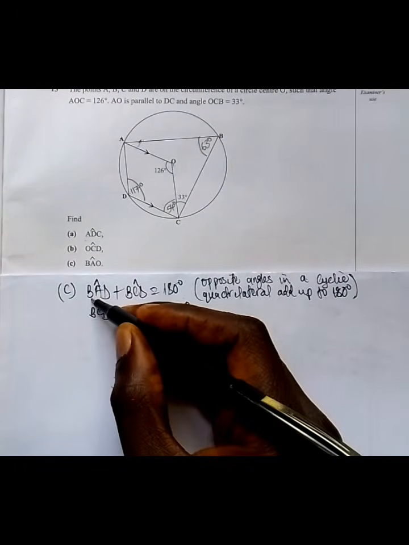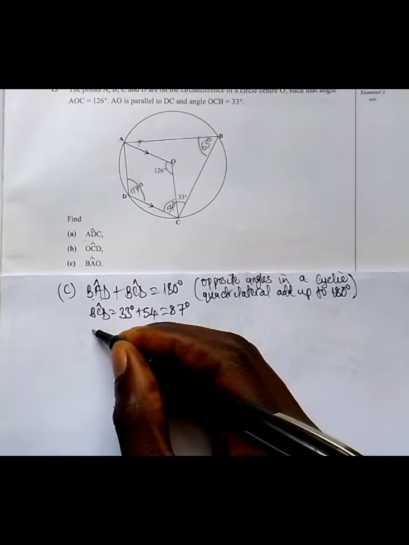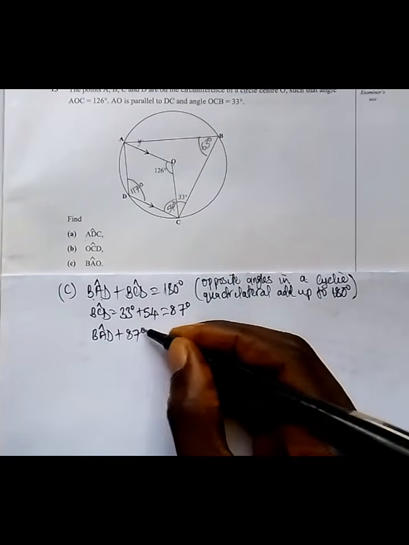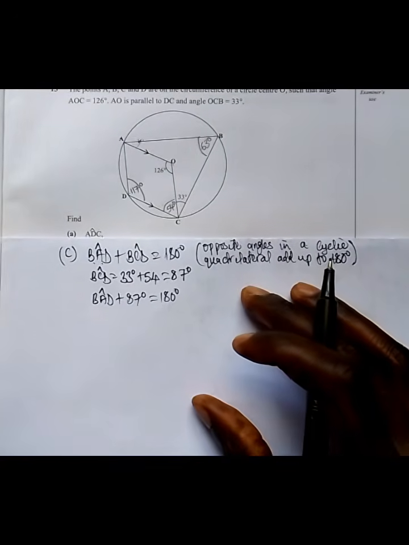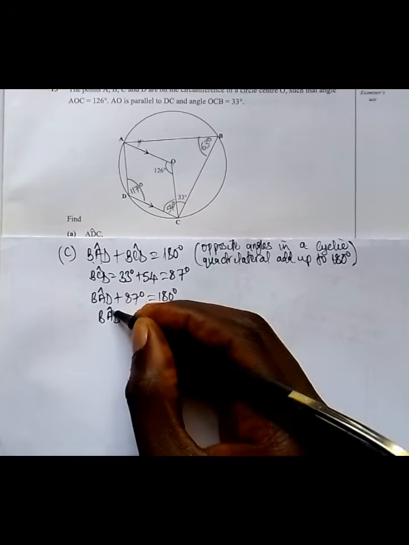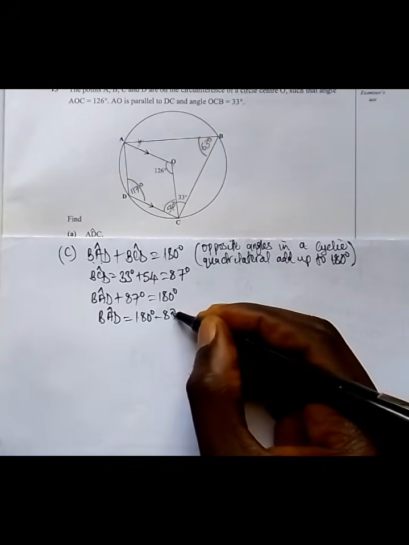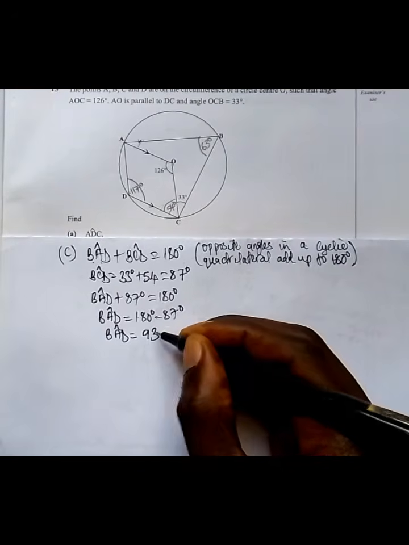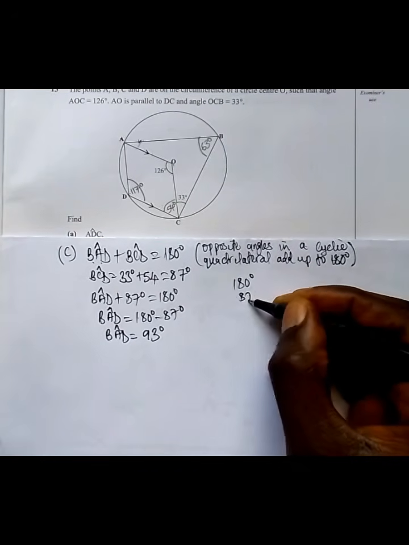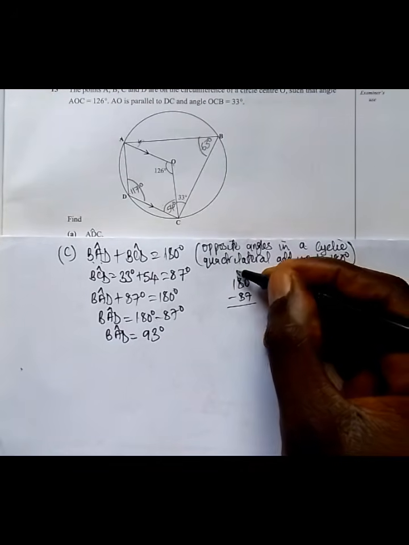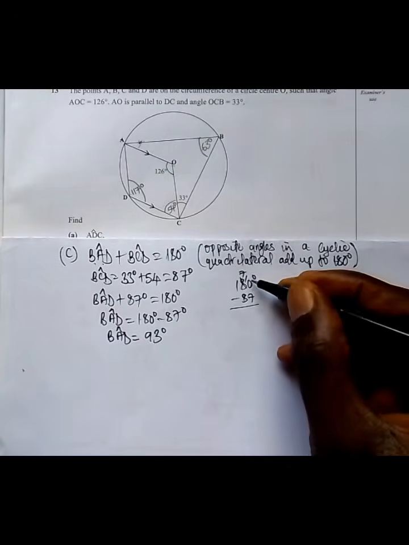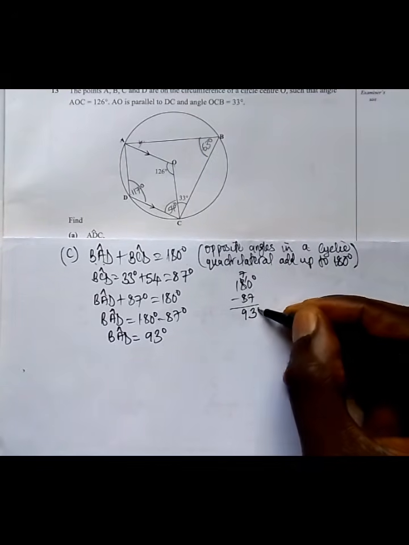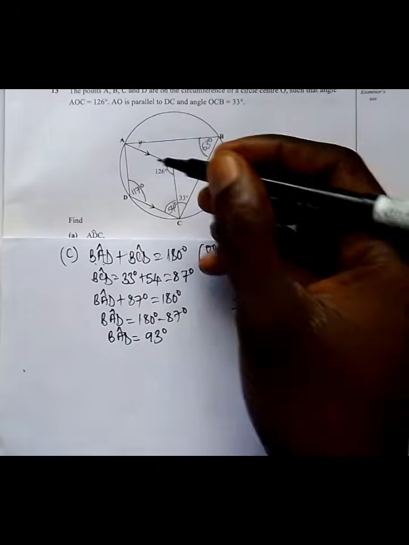So this means we can calculate the measure at BAD, which is this measure here. We're going to say BAD plus BCD, which we just calculated as 87 degrees, equals 180 degrees. So BAD is equal to 180 degrees take away 87. If we calculate 180 minus 87, we get a 1 from 8, so 7. We put a 1 there on 0, that's a 10. 10 take away 7, that's 3. 17 take away 8, that's 9. So we get 93 degrees. So for BAD, we're getting 93 degrees.